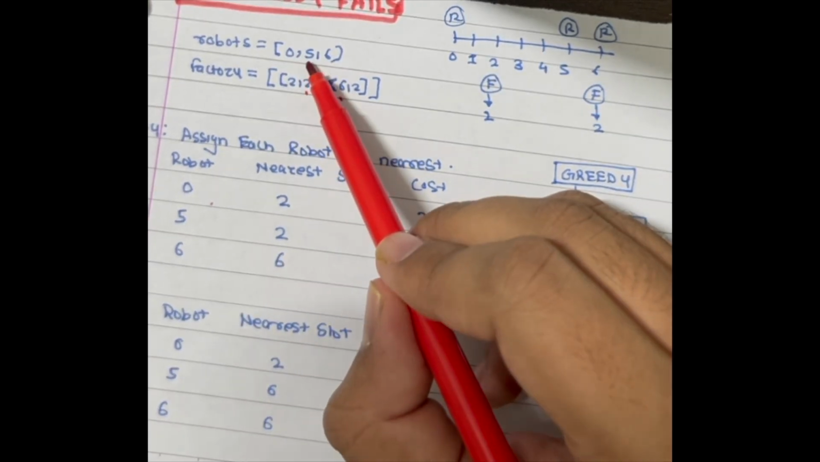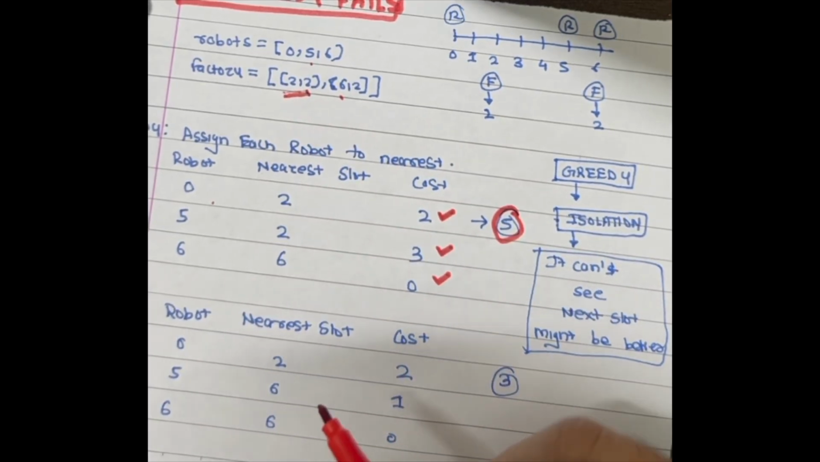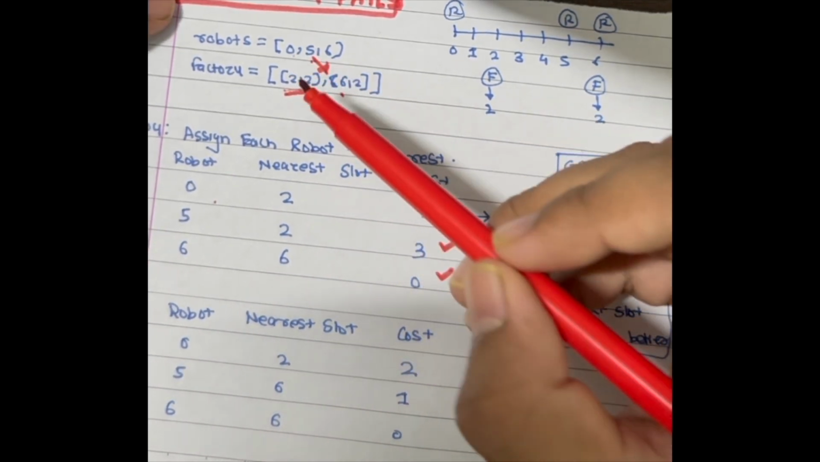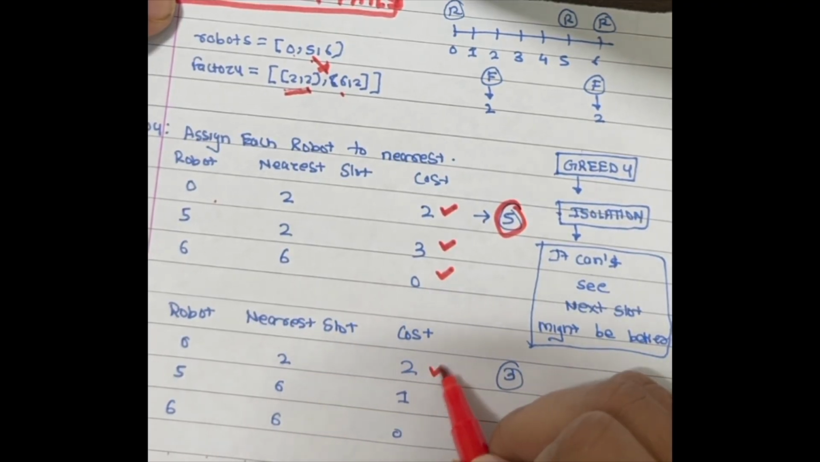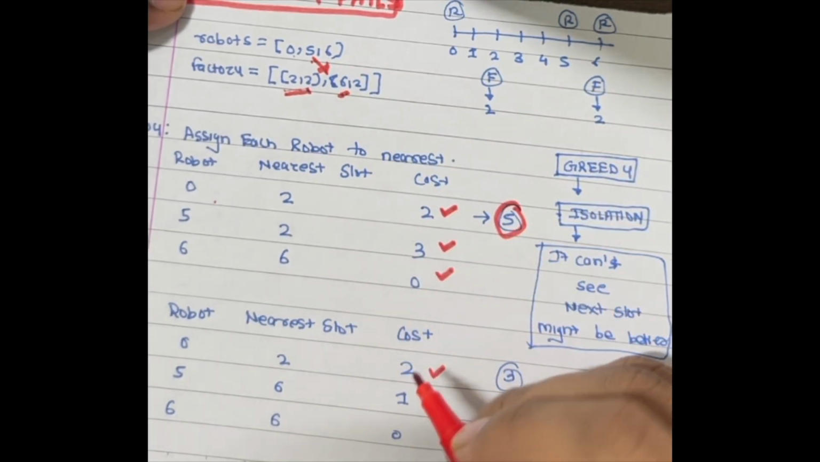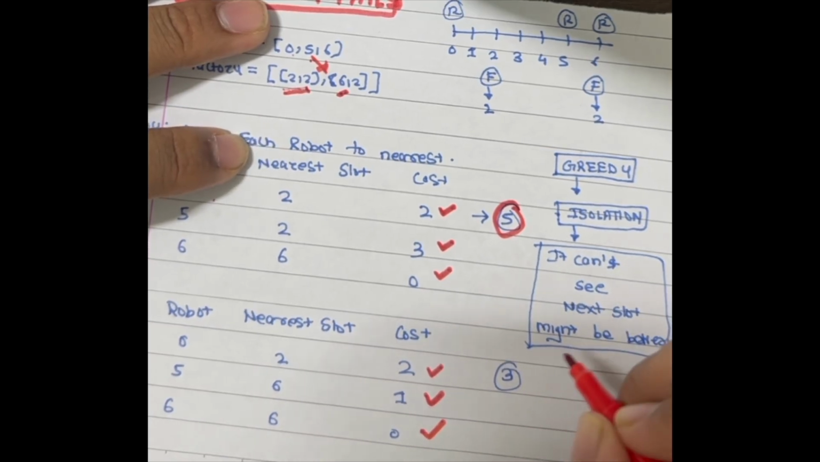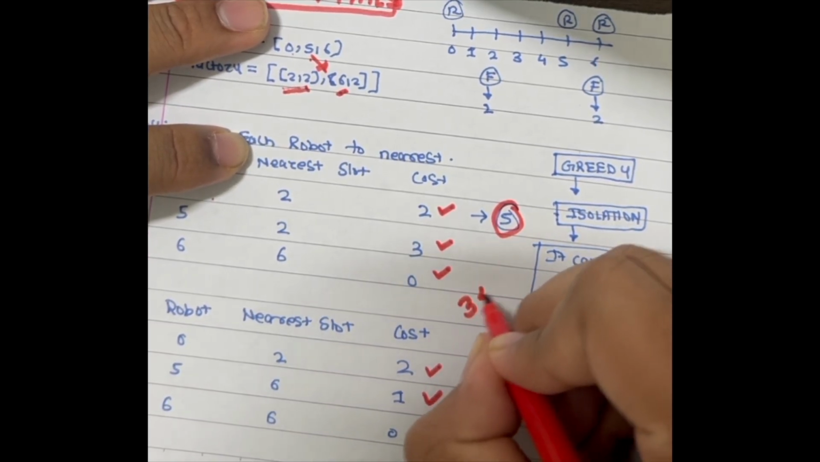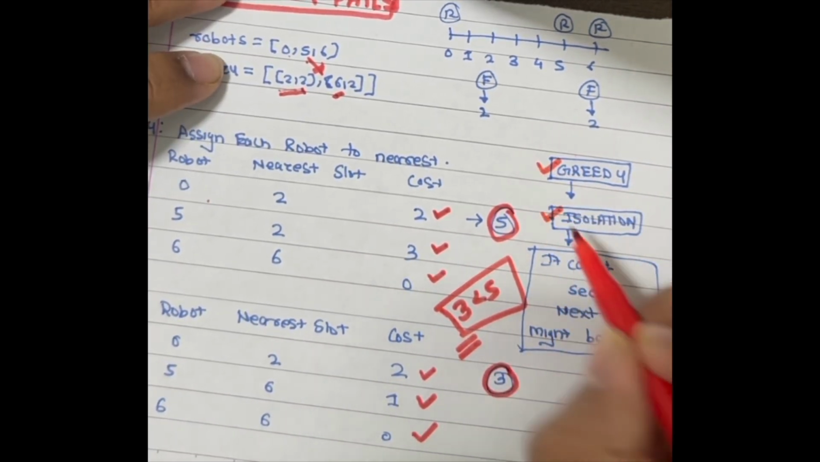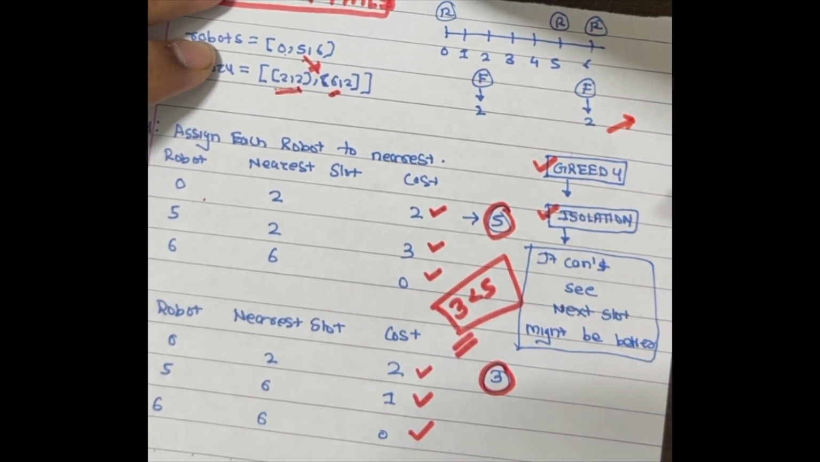Consider what if the robot at position 5 skips the factory at 2. Then it will have to go to the factory at 6. Let's calculate the cost in that case. The robot at 0 will have a similar cost, which will be 2. The robot at 5 will now be assigned to the factory at 6, so the cost will be 1. And the robot at 6 will be assigned to the factory at point 6, so the cost will be 0. The total cost here will be 3, so we can see 3 is less than 5. Now greedy fails because greedy always works in isolation. A greedy approach will never know that if we skip something, it can find a better solution.